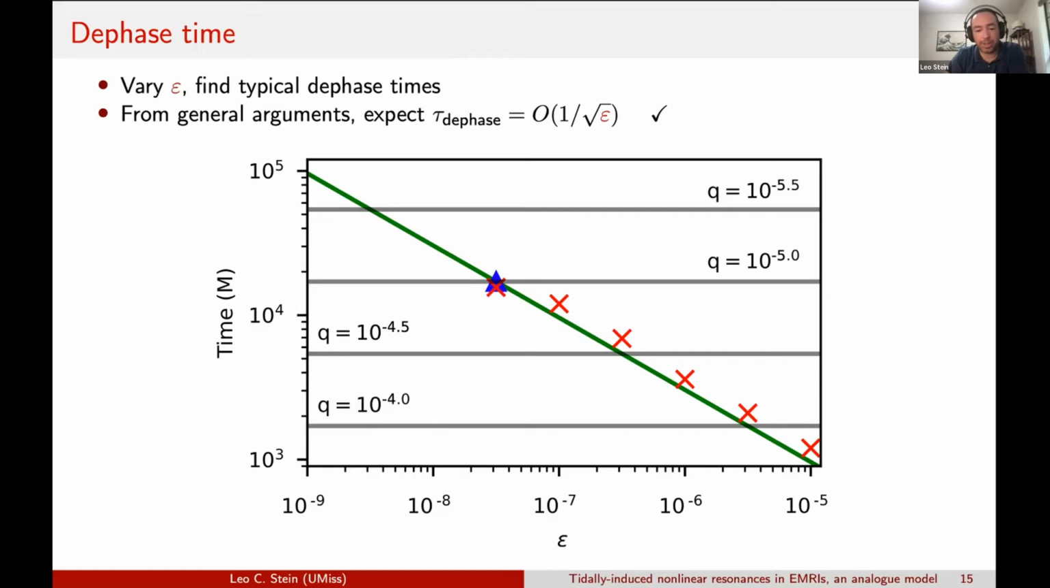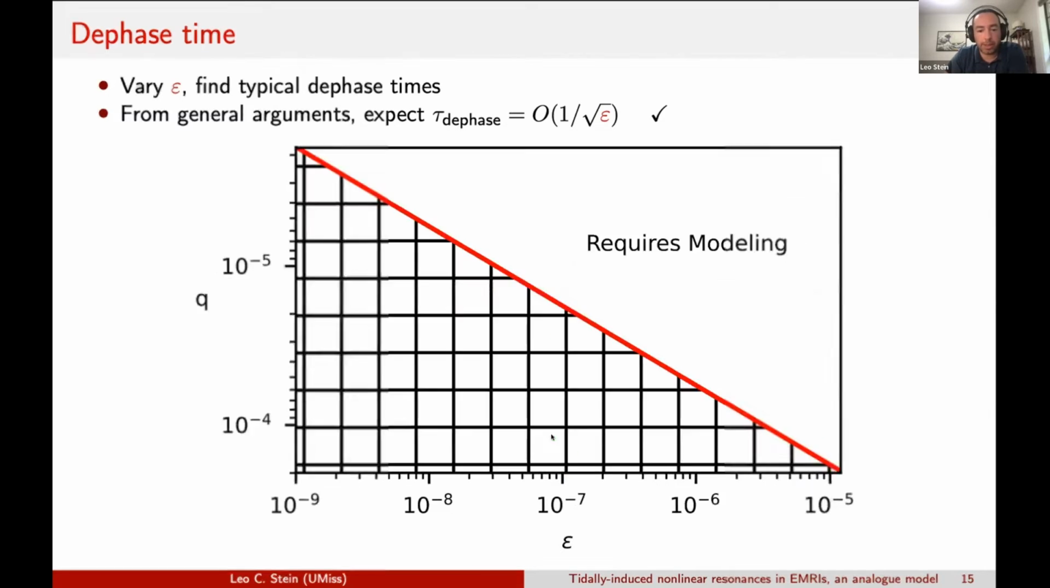Okay, I think I just have 1 or 2 more slides. Great. So you pick a particular value of epsilon, and as you start increasing the mass ratio Q, your in-spiral time gets shorter and shorter, and eventually it would get down to the same level as the dephasing time. So you can determine for which mass ratios you don't need to model the tidal perturbation, and for which mass ratios you do need to model the tidal perturbation.